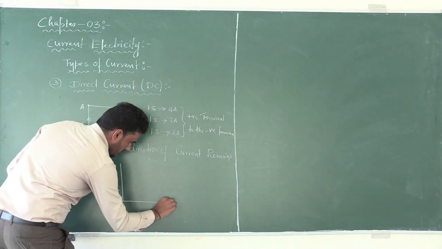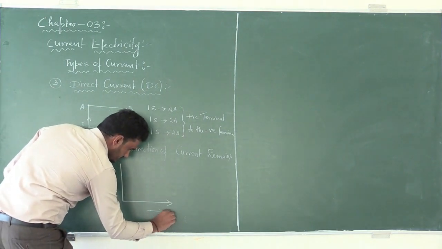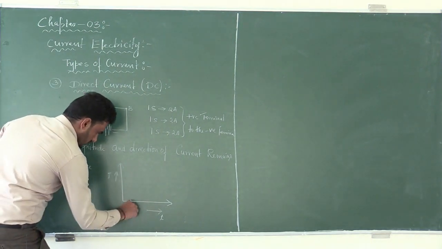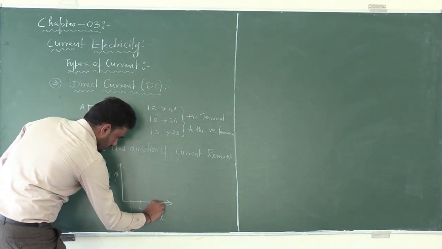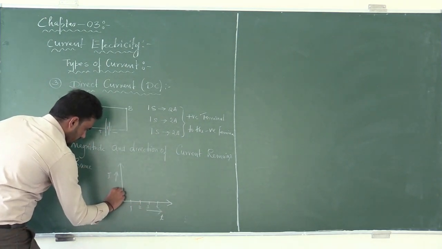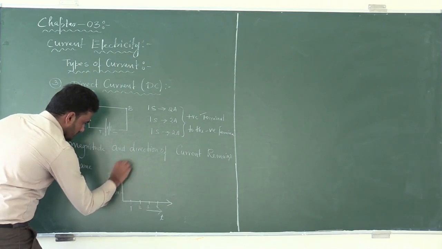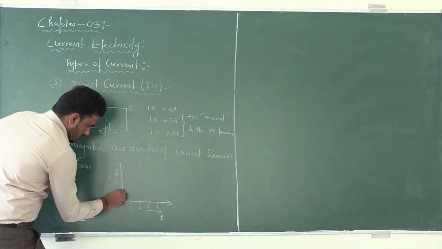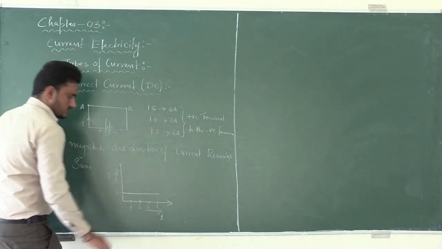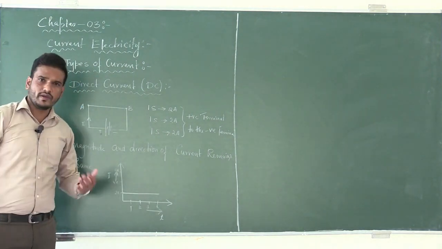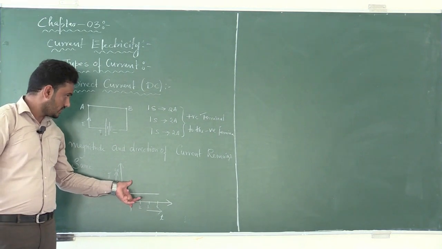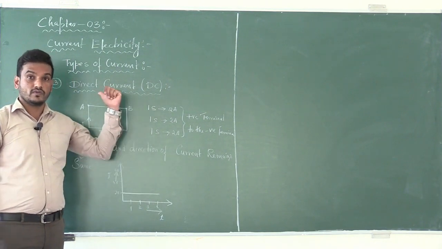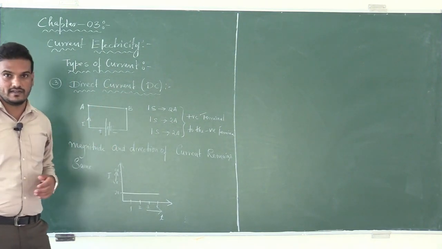Graphical representation for direct current. Two amps, 4 amps, 6 amps, for example. For 1 second, 2 amps. Next 1 second, 2 amps. Next 1 second, 2 amps only, in a single direction. You may notice the graphical representation for direct current is the same as that of the graphical representation which we studied for steady current.